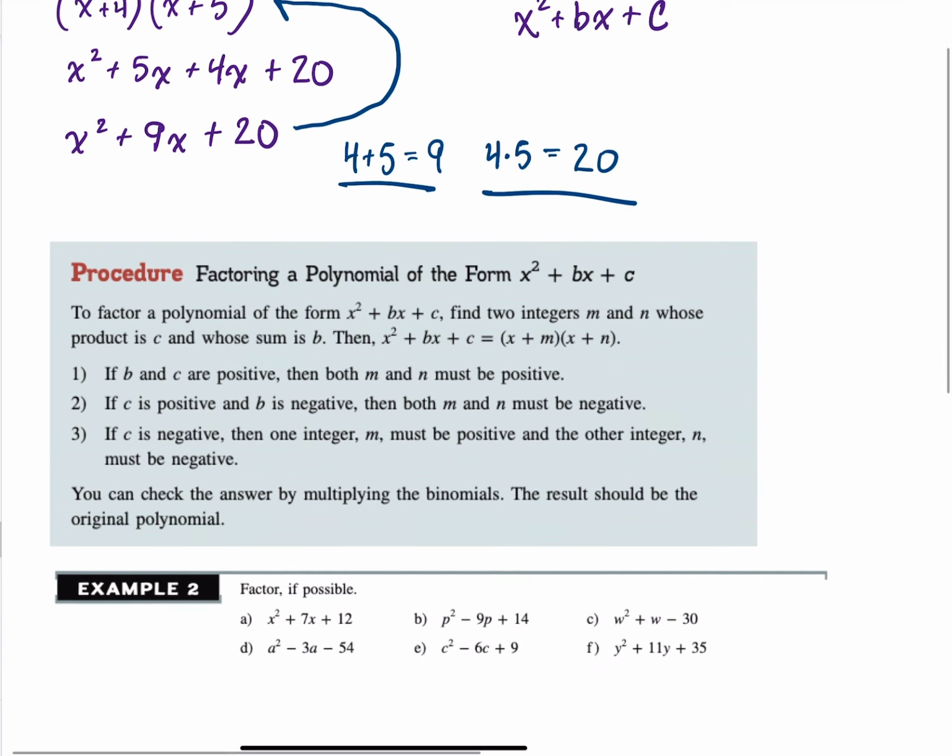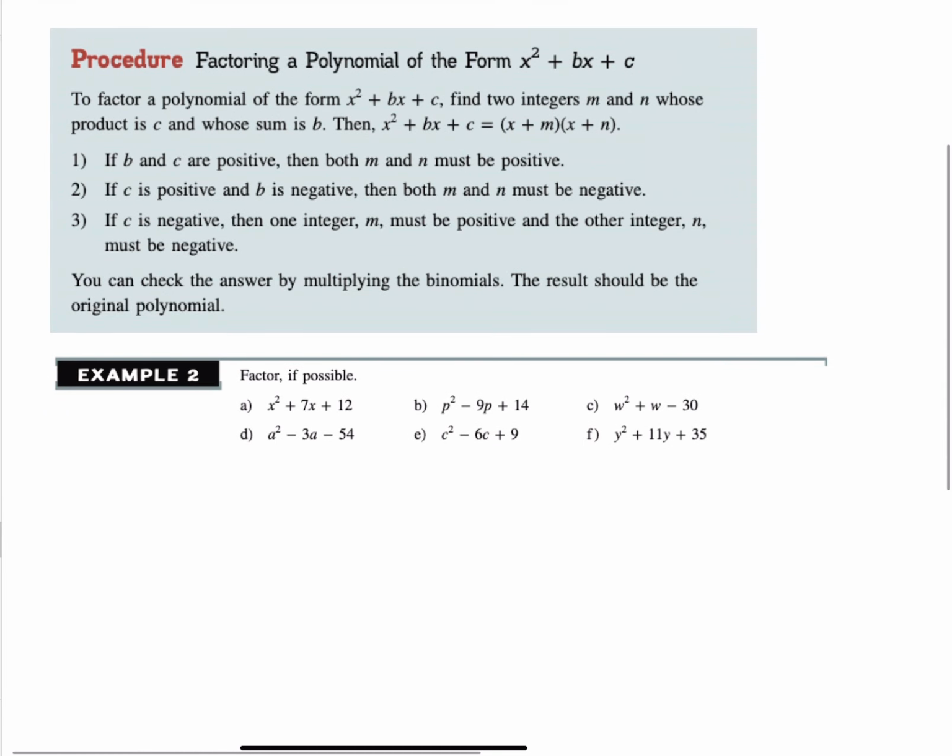So let's read the text description, and then we'll get a bunch of problems to practice on. So it says, to factor a polynomial of this form, x squared plus bx plus c, find two integers whose product is the third term c and whose sum is the middle term b. Then it can be written as two factors with those two terms. And then there's a few notes on what should be positive and negative. And we saw that from our last example.